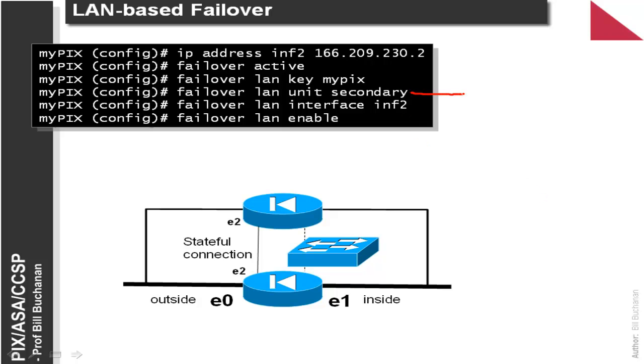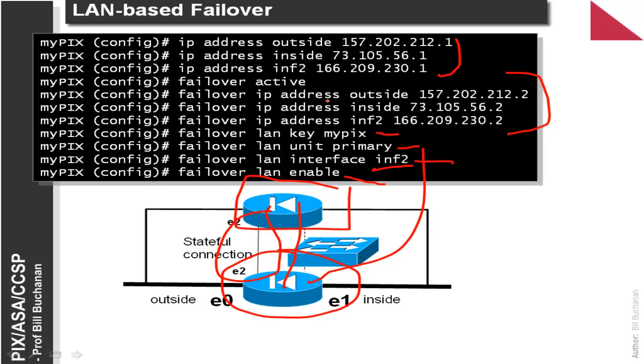Okay, so on the other device, we define a secondary, and we should automatically get the IP addresses when we write the configuration. So we can see here from the previous example, these will be the addresses that will be given to the other device, but the other device will take over these IP addresses in failover.